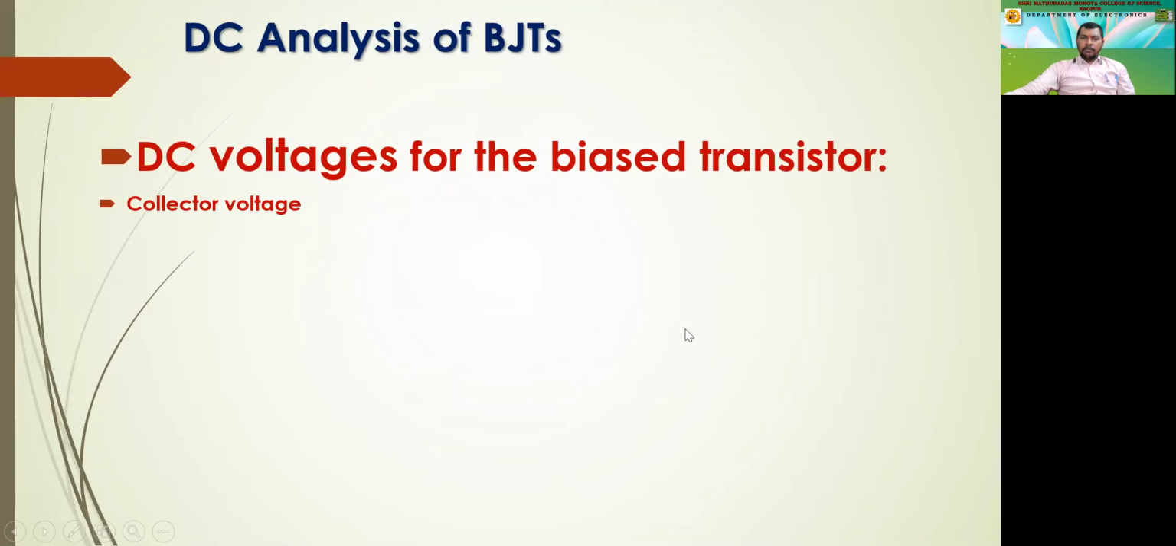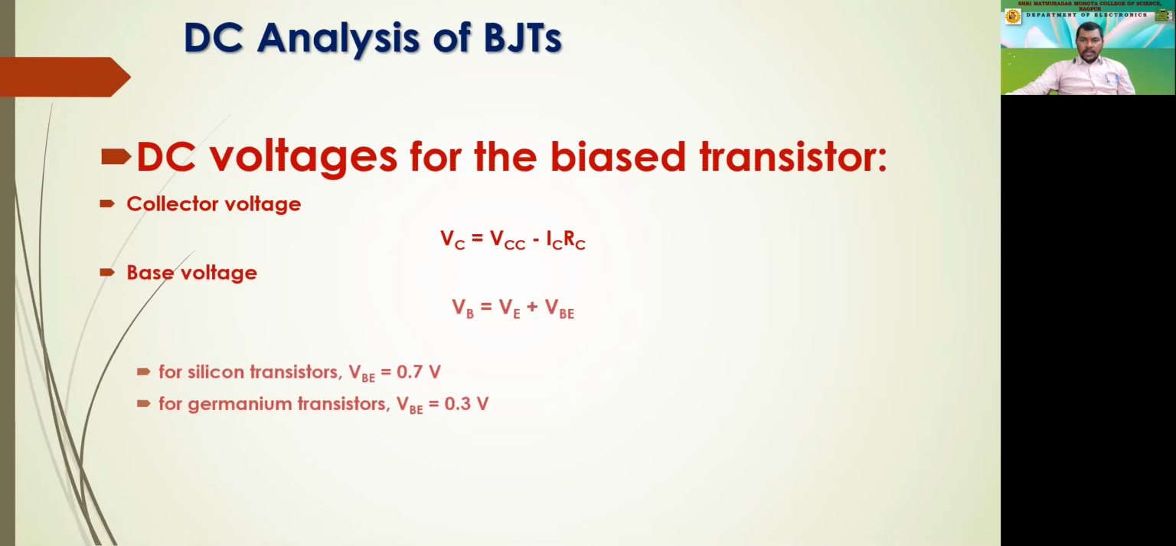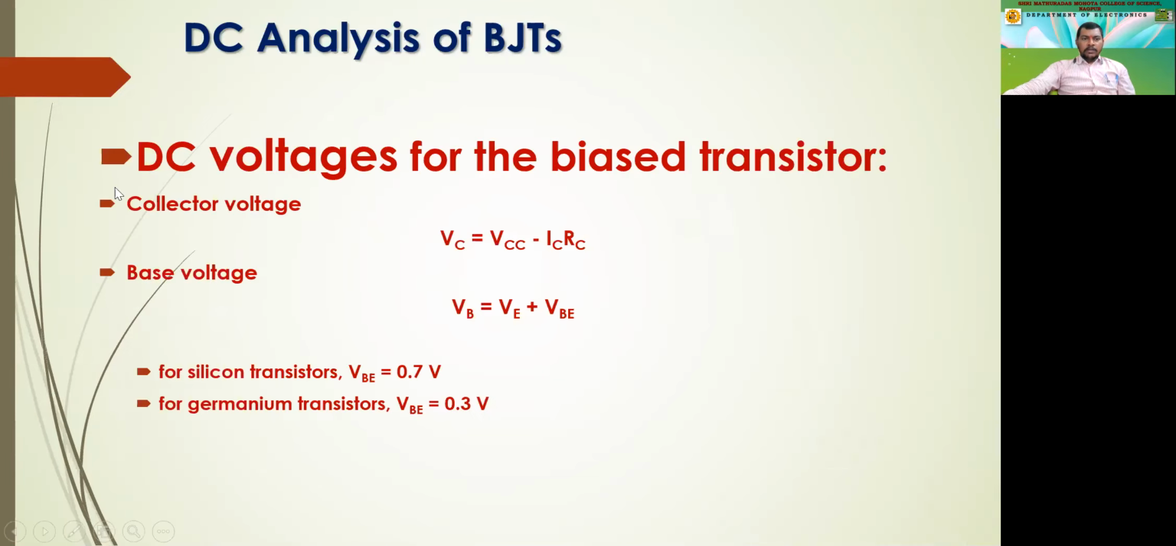DC voltages for a biased transistor. So the collector voltage is given by this equation, VC equal to VCC minus ICRC. We have written this equation in the last class, and how we have derived that we will see here. I will show you. So this is VC equal to VCC minus ICRC. Just remember this, and the base voltage, that is VB equal to VE plus VBE. So we are having these two voltages.